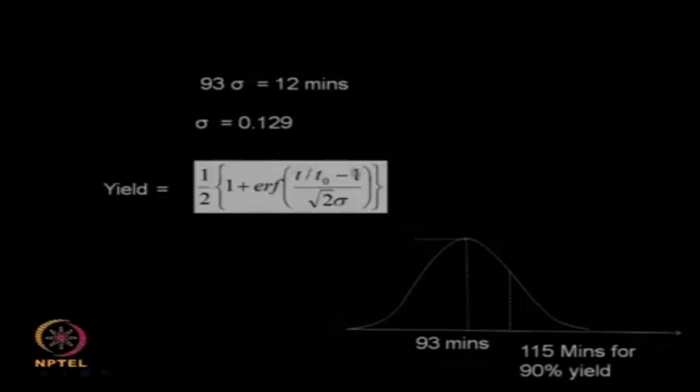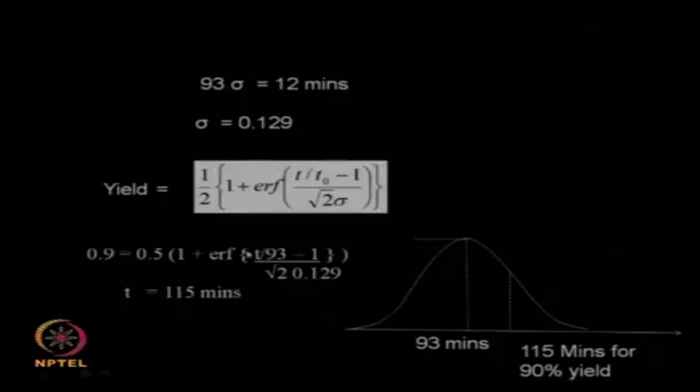So by doing this, and how do I calculate the error function? If you remember, I showed you a table where given a x I can tell you what is the error function of x. Okay, so if I keep collecting up to 115 minutes, my yield will be 90%. So you see, this is a very important problem, especially if we are wanting to collect as much as the metabolite that is present in my broth as possible. Okay.